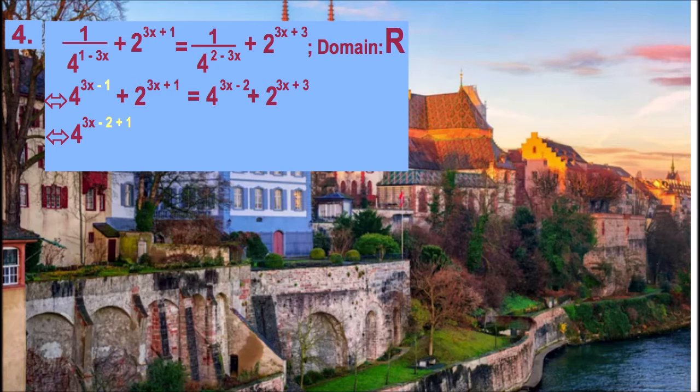So this is equivalent to 4 raised to the power 3x minus 2 plus 1, because minus 1 can expand into minus 2 plus 1, plus 2 raised to the power 3x minus 2 plus 3, because positive 1 expands into negative 2 positive 3, which equals 4 raised to the power 3x minus 2. We don't change it at all because that's the lowest one we're trying to get everything to. Plus 2 raised to the power 3x minus 2 plus 5, because positive 3 expands to negative 2 plus 5.